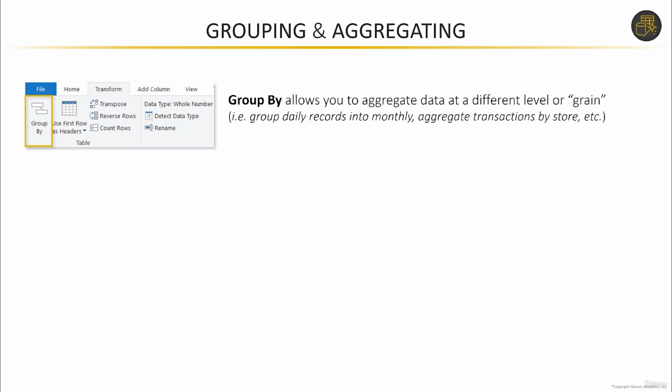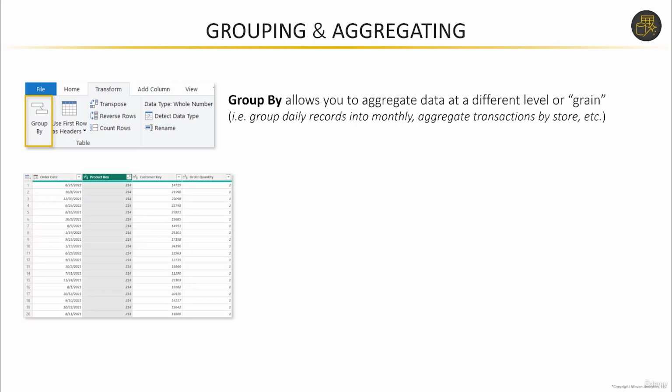So one of the common examples of this would be transforming daily transactions into weekly or monthly, or rolling up transaction level data by store, by product brand or region, etc. So it's taking a really deep, really detailed table and rolling it up into a higher level summary. So let's take a quick look at an example.